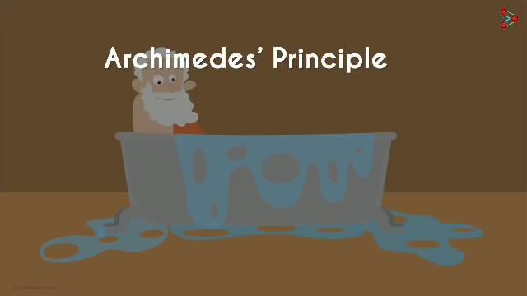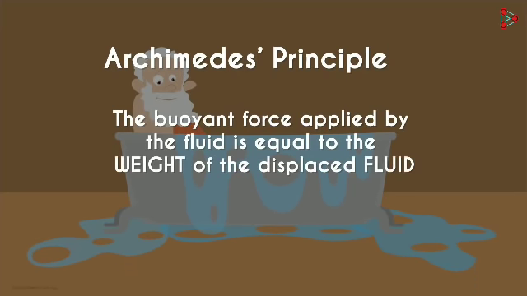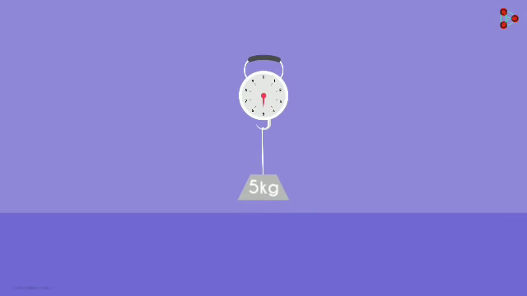The Archimedes Principle goes just one step further in saying that the buoyant force applied by the fluid is equal to the weight of the displaced fluid. We can take a simple example to understand this. Take a 5 kg solid object and suspend it by a spring balance. The balance will read 5 kilograms. Let this be the first case.